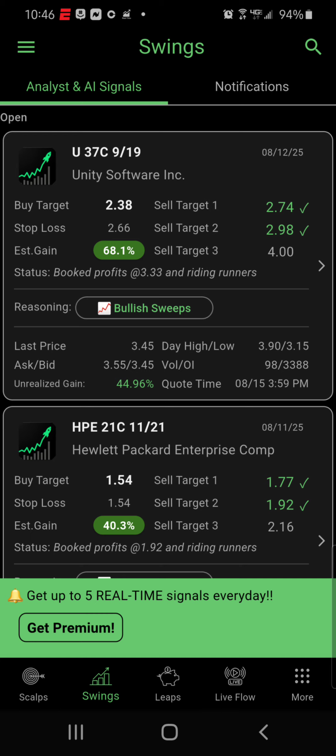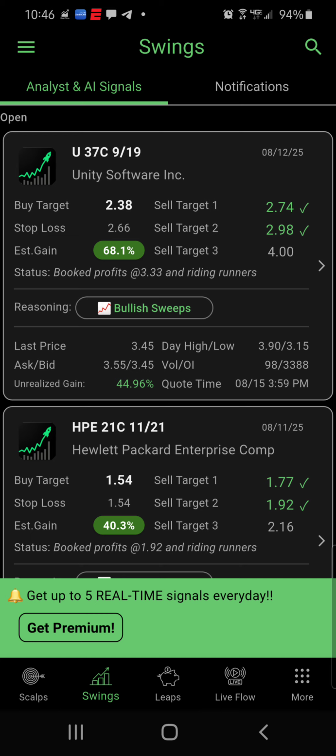The volume, the open interest. It says VOL-OI. That's what I'm looking at. 98 compared to 3388. That means it's a lot of eyes, open interest on that option contract right there, and 98 contracts are being sold. People are holding them, but a lot of people are watching them. You know what I mean?